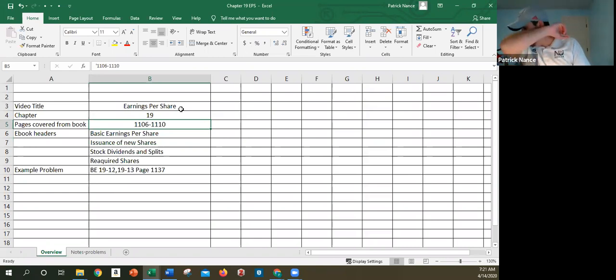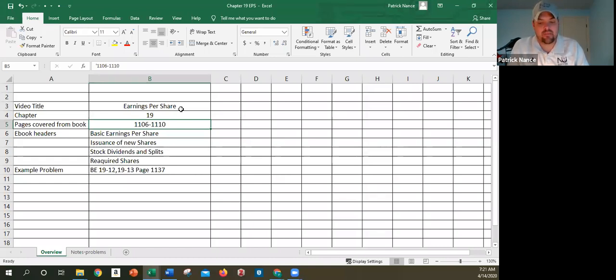Let's talk about earnings per share, and how that changes if I issue stock, if I have stock dividends or splits, and if I reacquire shares. So the simplest thing, just to know what earnings per share is, it's exactly what it sounds like. How much money did I make for every share of stock that I had outstanding?